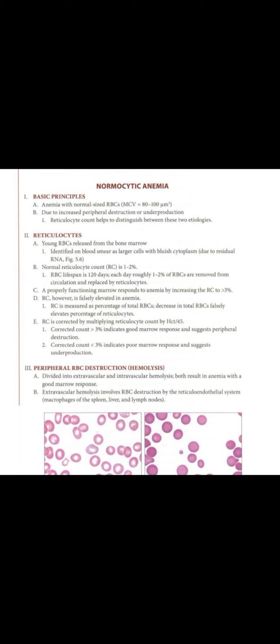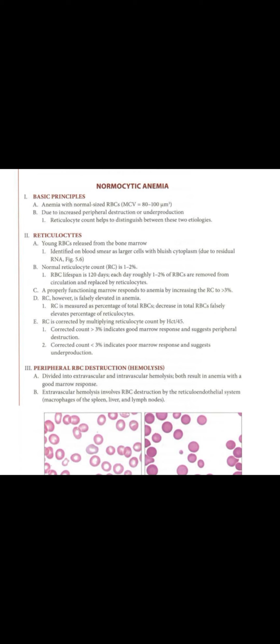The reticulocyte count is corrected by multiplying it by hematocrit over 45. A corrected count more than 3% indicates good marrow response and suggests peripheral destruction. A corrected count less than 3% indicates poor marrow response and suggests underproduction.